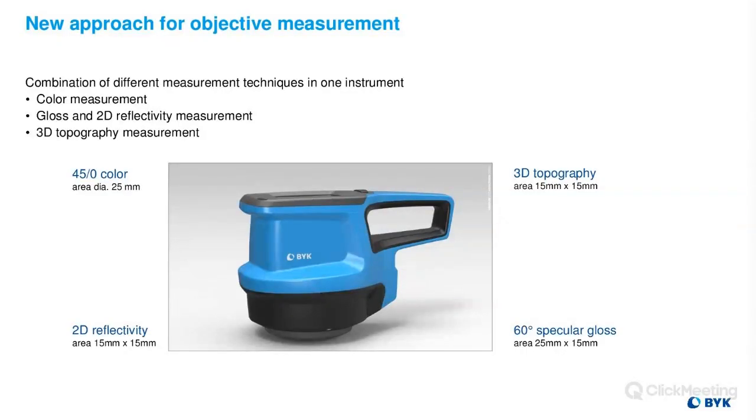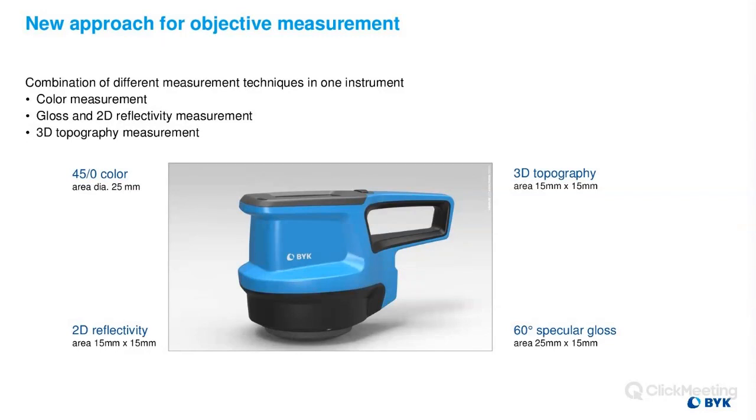Okay, so here we have our 4 measurement techniques: a color meter with a 45c0 geometry, 60-degree gloss measurement, 2D reflectivity, and 3D topography. And so for textured, structured surfaces, this collection of evaluation methods will provide a complete analysis of your surface's appearance.